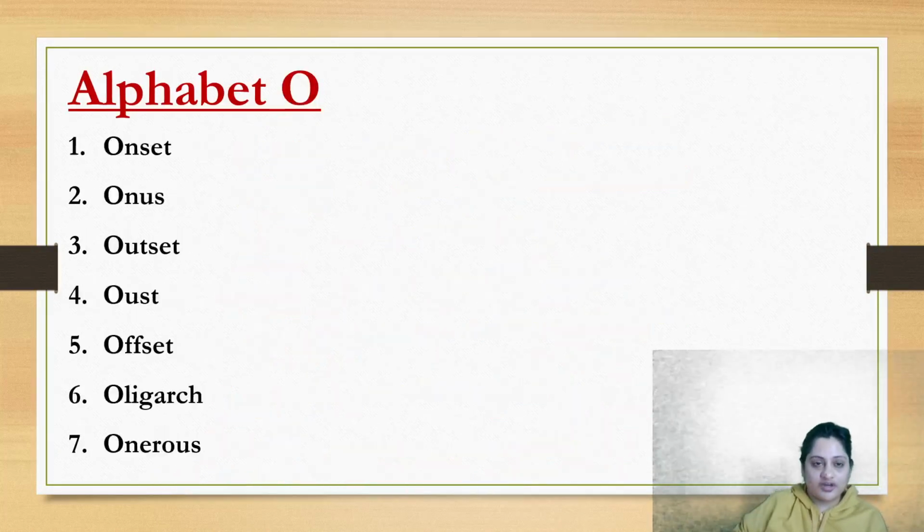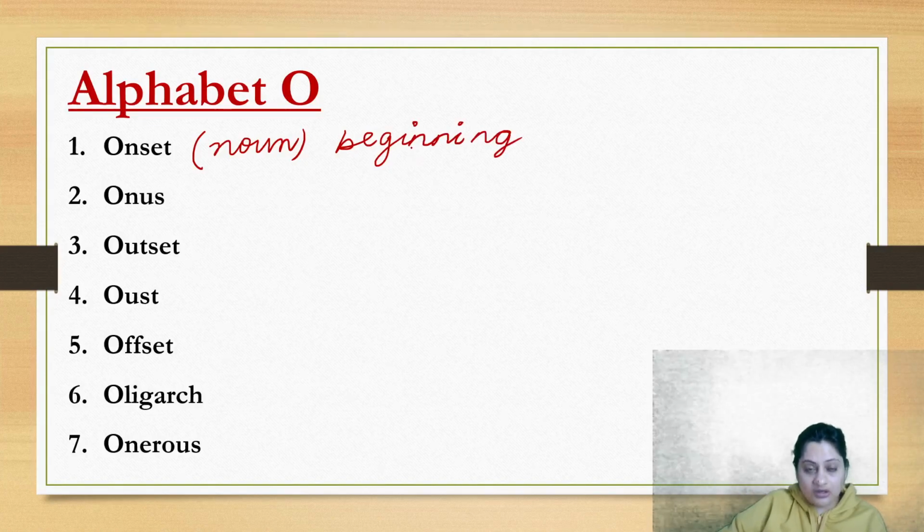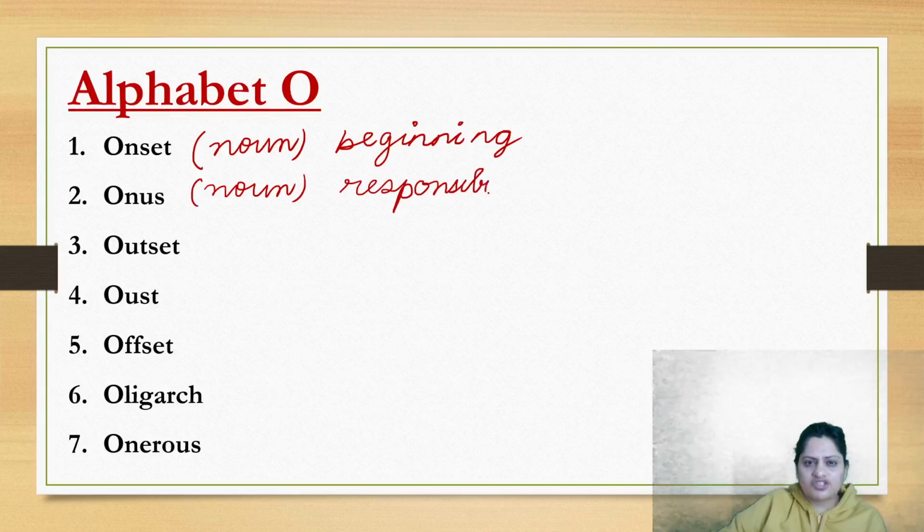Moving on to the next alphabet, O. Onset is a noun meaning the beginning of something, the moment at which something unpleasant usually begins, like the onset of winter. Onus, a very common noun, means responsibility, one's duty.